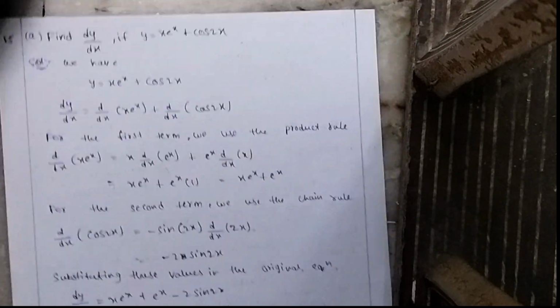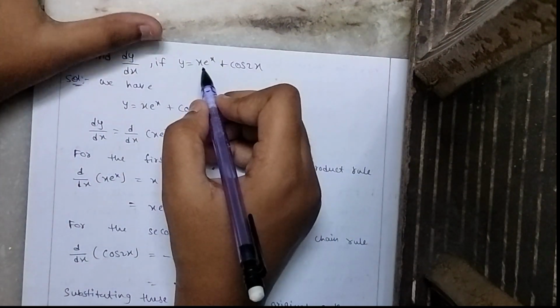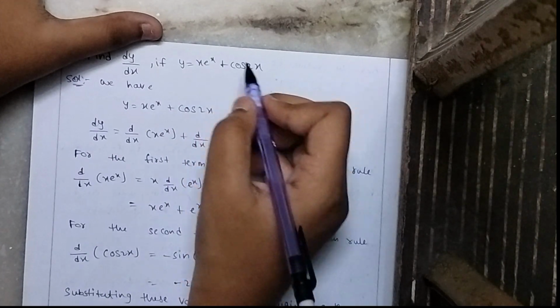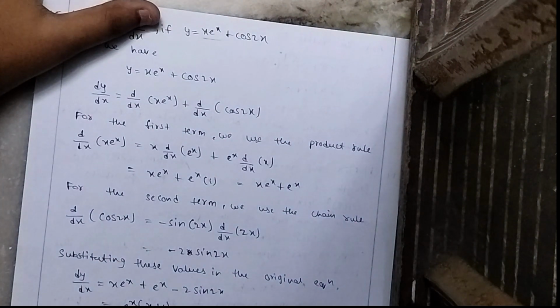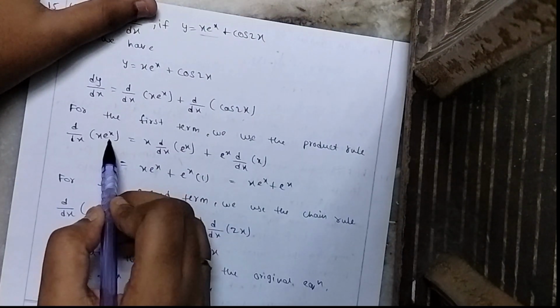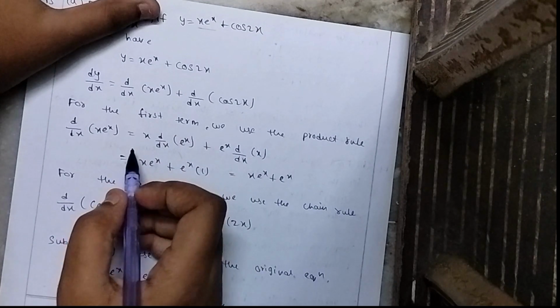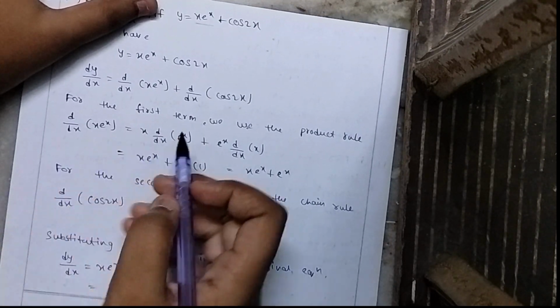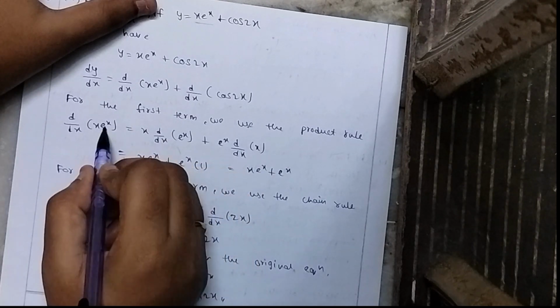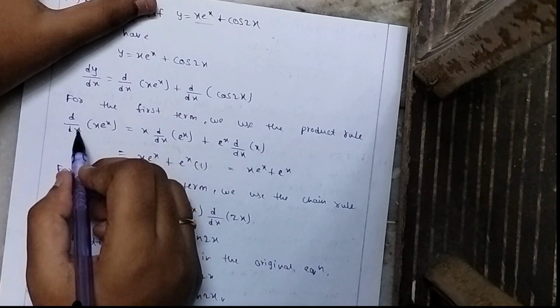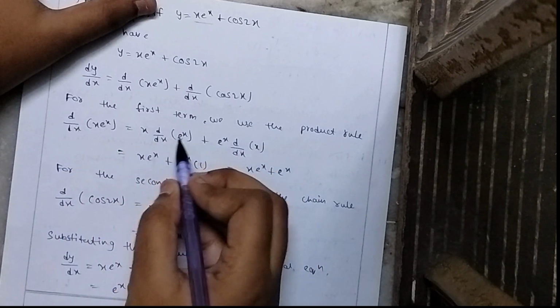Now find dy by dx if y equals x into e power x plus cos 2x. First, taking this x into e power x, d by dx of x into e power x plus d by dx of cos 2x. First, taking this value x, we know the formula of d by dx of uv as u v dash plus v u dash. So u into d by dx of e power x plus e power x into d by dx of x. x into d by dx of e power x.